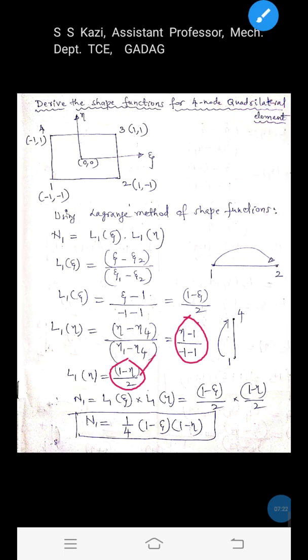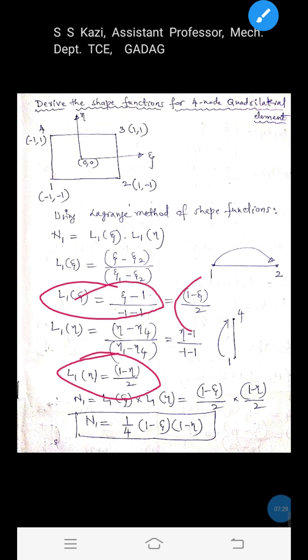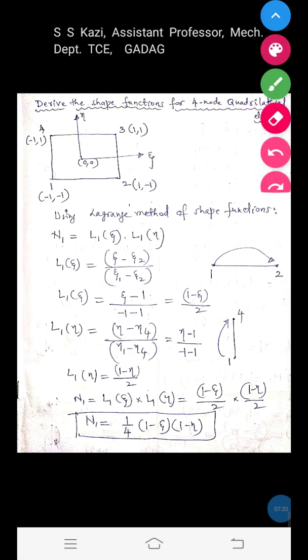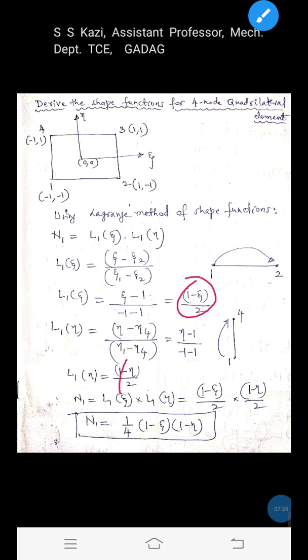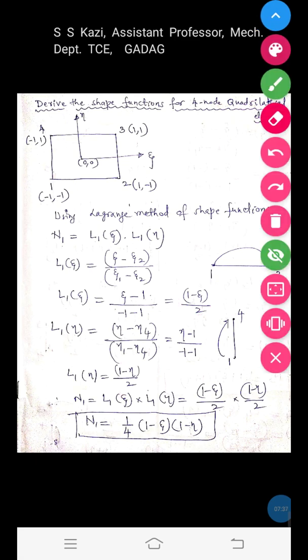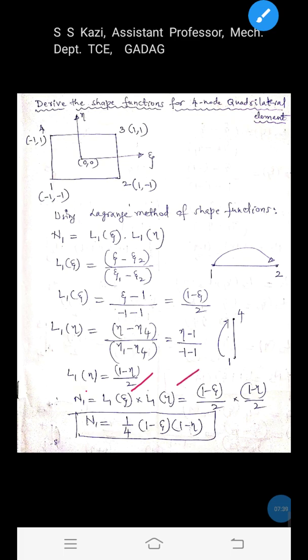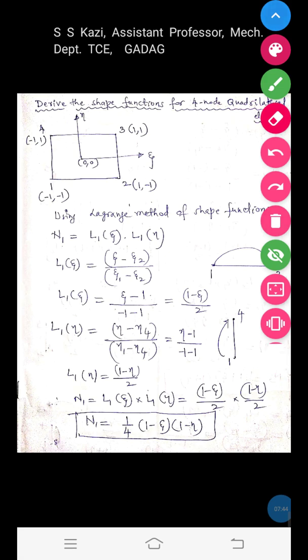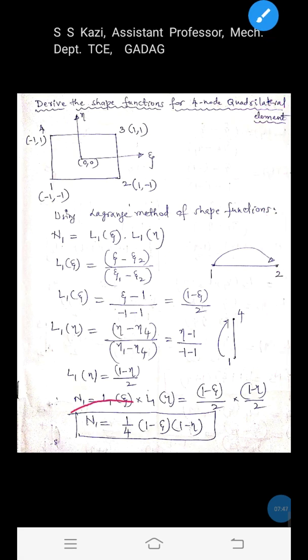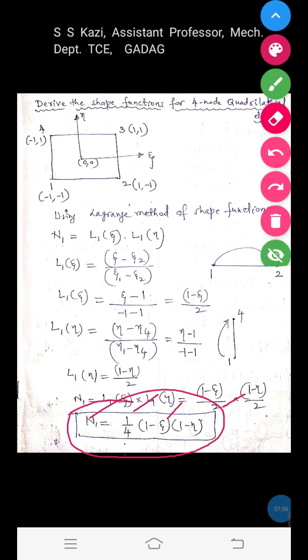Okay, now by multiplying this L1 of zeta equation and L1 of neta expression, we will get N1 is equal to L1 of zeta times L1 of neta, that is (1 minus zeta) by 2 into (1 minus neta) by 2. That will give you shape function N1 for the quadrilateral element. For the linear quadrilateral element, shape function N1 is given by 1 divided by 4 into (1 minus zeta) into (1 minus neta), because 2 into 2, here we got 4. This is the first shape function N1 we got.